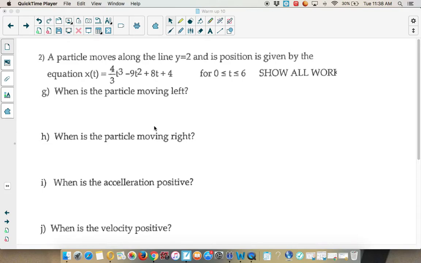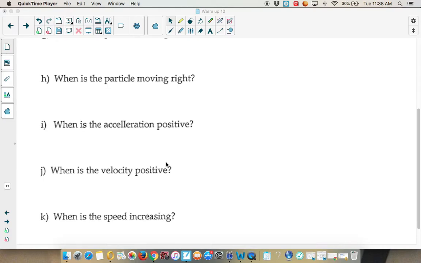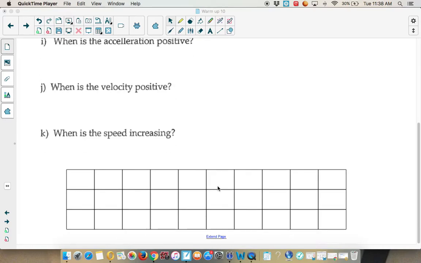All right, continuing on with this problem. Now it's starting to talk about when the particle is moving left, moving right, when is the acceleration positive, when is the velocity positive, and when is the speed increasing. Okay, so what we're going to do is make a handy little table down here at the bottom that will help us compartmentalize all of that information.